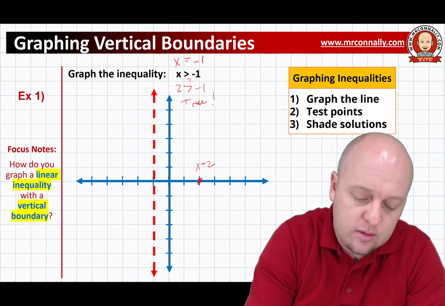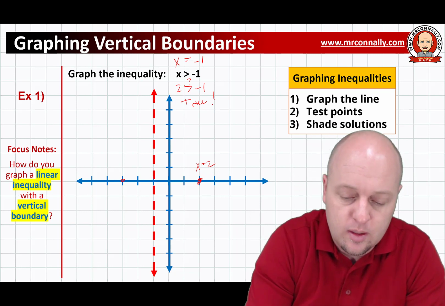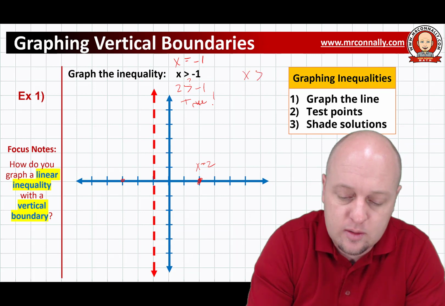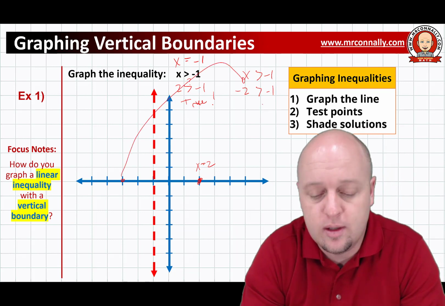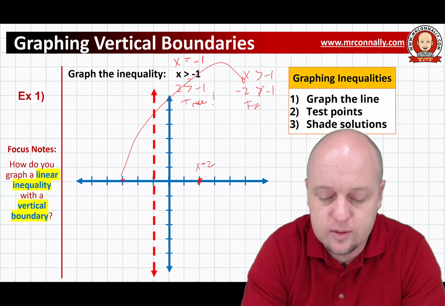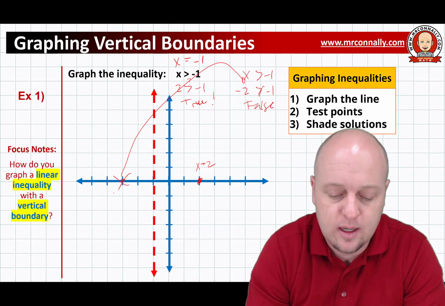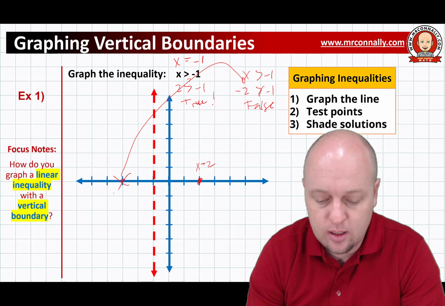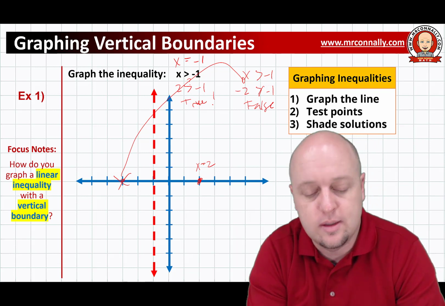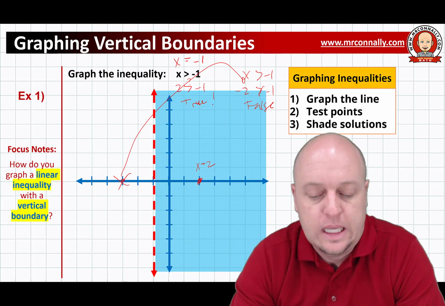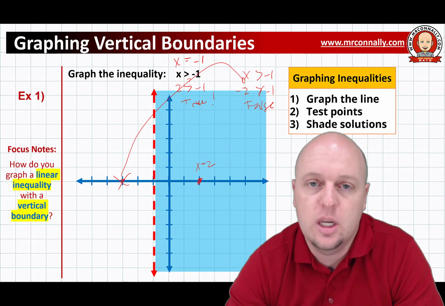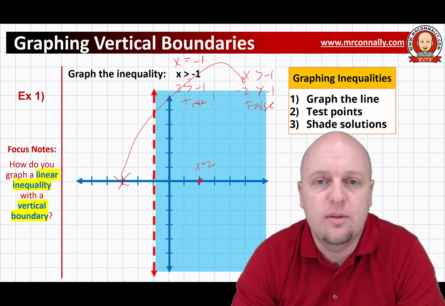Now, what if I did -2? What if I said x is greater than -1 and I chose -2? Okay, I substitute that point in. Is -2 greater than -1? No, that's false. So that means this is not a possible answer. So again, all my answers are going to be to the right of the dotted line. So I'd shade it in like this. And that's how I test my points and then shade the solution. All right, go ahead and finish that one up.